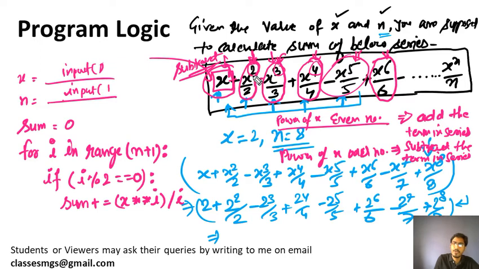You notice that if 2 is there, then we are dividing it with 2, 3 is there, then we are dividing it with 3, 4 is there, then we are dividing with 4, 5 is there, then we are dividing it with 5. That means whatever the power value will be, we are going to divide it with that number. If the number is not even, in that case we need to subtract, like x raised to power 3, then we are subtracting it, x raised to power 5, then we are subtracting it, x raised to power 7, then we are going to subtract it. So in that case sum minus equals to x double star I divided by I.